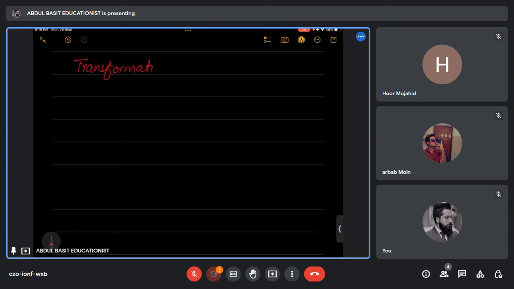Transformation. In Cambridge we have transformation, and these are my handmade notes. You will get the copy after the lecture. There are four types of transformation. The first one is translation. The second one is reflection.